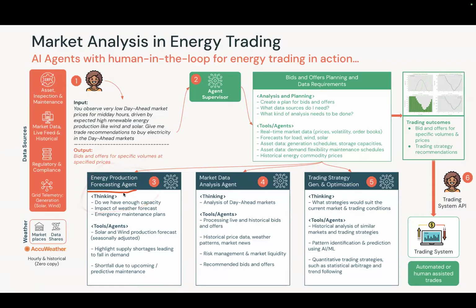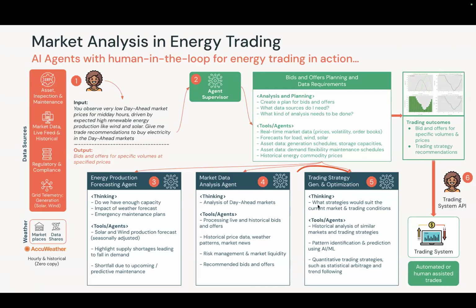So this is one of the tasks, energy forecasting. This agent has one thing to do. Then you could have a market data analysis agent. This agent would look into the market feed, the economic events, and the stream of news coming in, analyzing how much impact the news or the economic events have on the pricing, and coming up with recommendations for the day ahead trade.